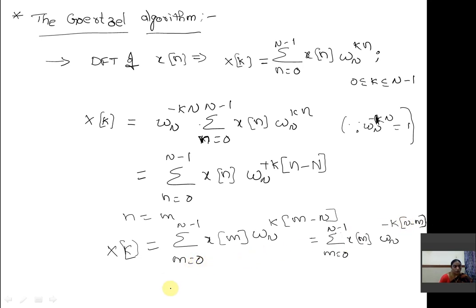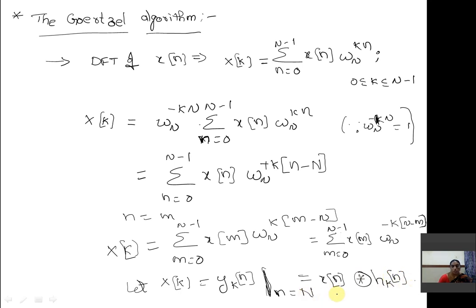Now x of k, let this x of k be nothing but y_k of n, where n is equal to capital N. It is denoted as y_k of n, where small n is nothing but capital N, and it is nothing but x of n convolved with h_k of n. You know the convolution formula: summation x of m h_k of n minus m, am I correct? Here m is equal to 0 to N minus 1.